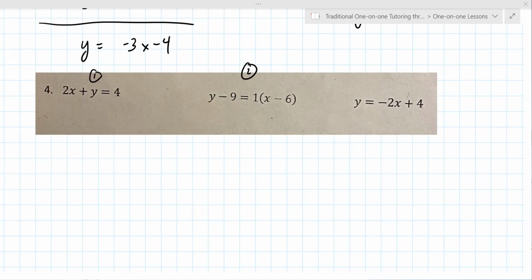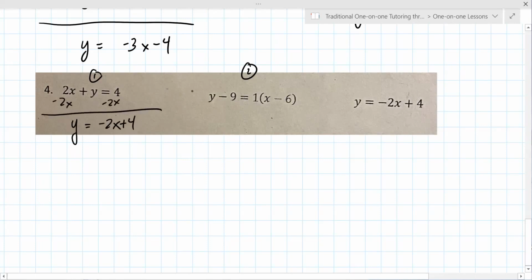It goes to y equals negative 2x plus 4. Which one were you working on? 4. Which one though? This first one or the second one? The first one, it goes into the third one right there. It does. Okay, excellent. You just subtract 2x from both sides.